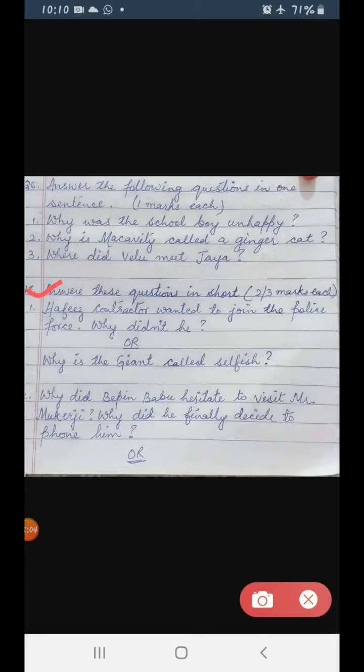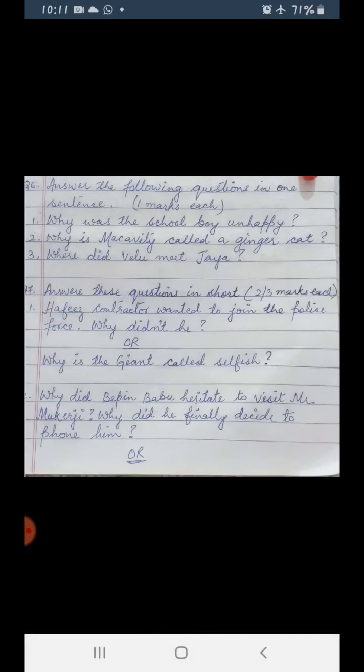Answer these questions in short, that means in 4 to 5 lines. So number 1, Hafiz Contractor wanted to join the police force. Why didn't he? So here you have to tell the answer, that he wanted to join the police force but he couldn't join. What was the reason? So how will I be setting the question paper? I will be giving a choice among 2. From these 2 you have to choose any one. That means either Hafiz Contractor wanted to join the police force, why didn't he? Or why is the giant called selfish? So out of these 2 you can write any one.